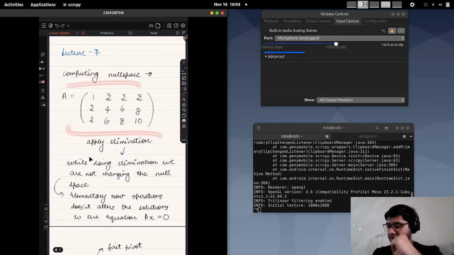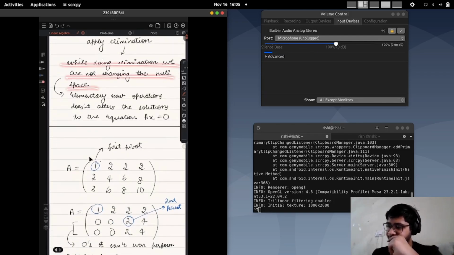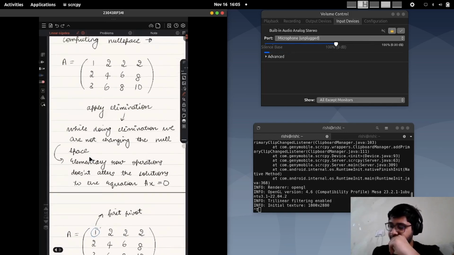So this is our normal A vector applying elimination. While doing elimination, we are not changing the null space, obviously. If we are doing linear computations, we can't change the null space because we are essentially multiplying it with some value, adding or subtracting. It also already exists in the null space, no? So we're not doing anything there.